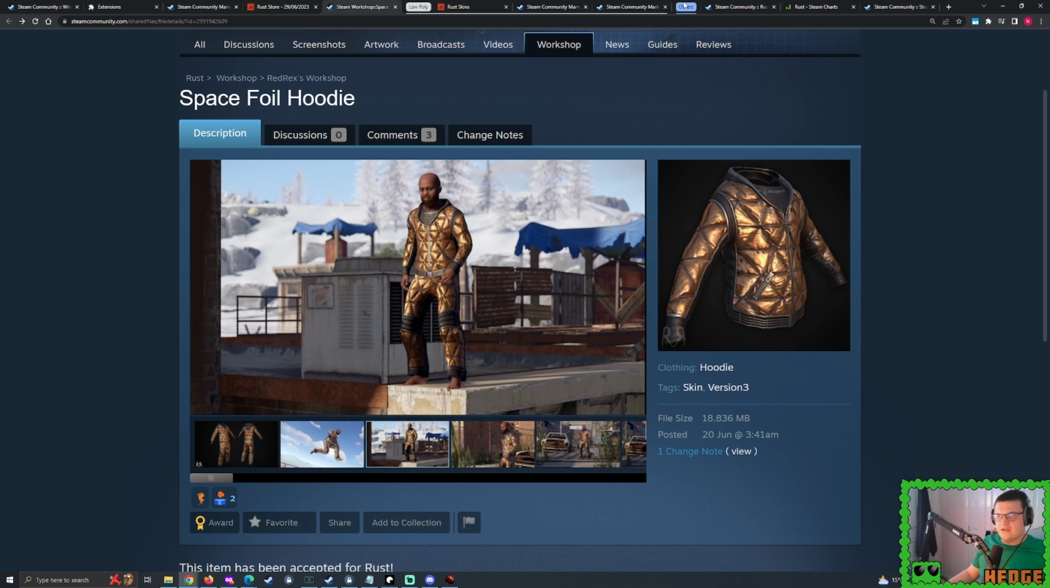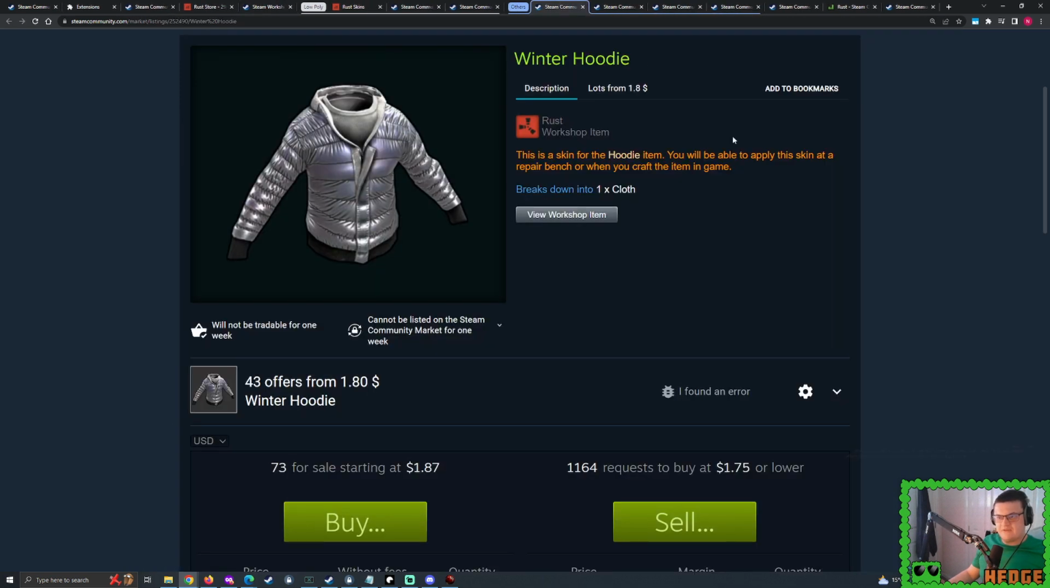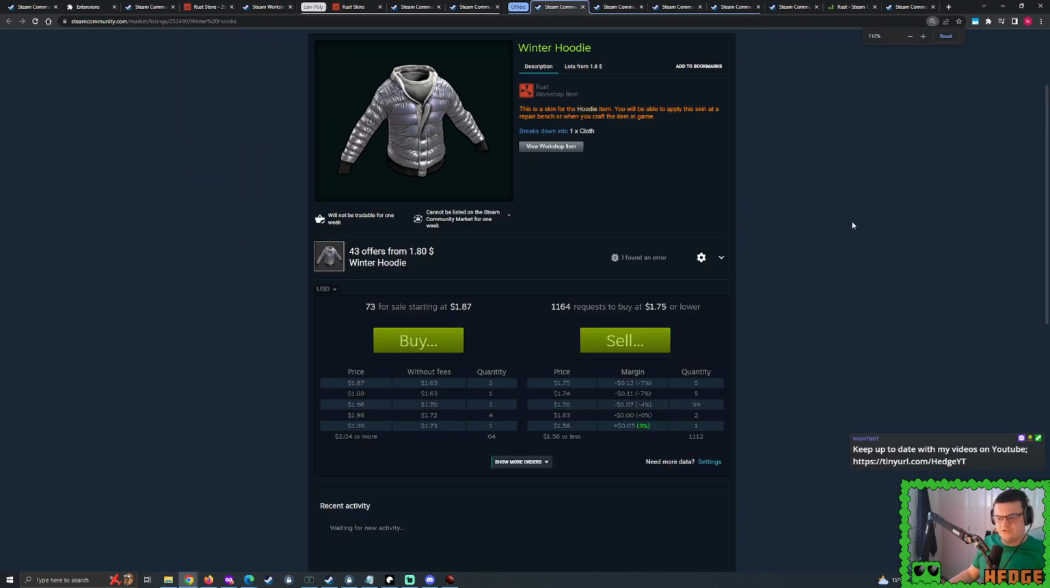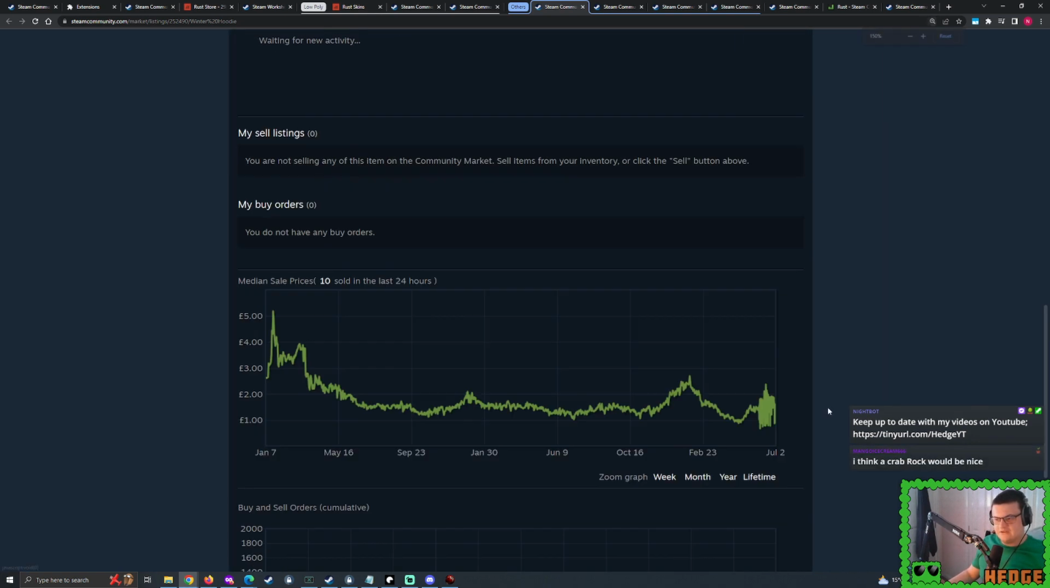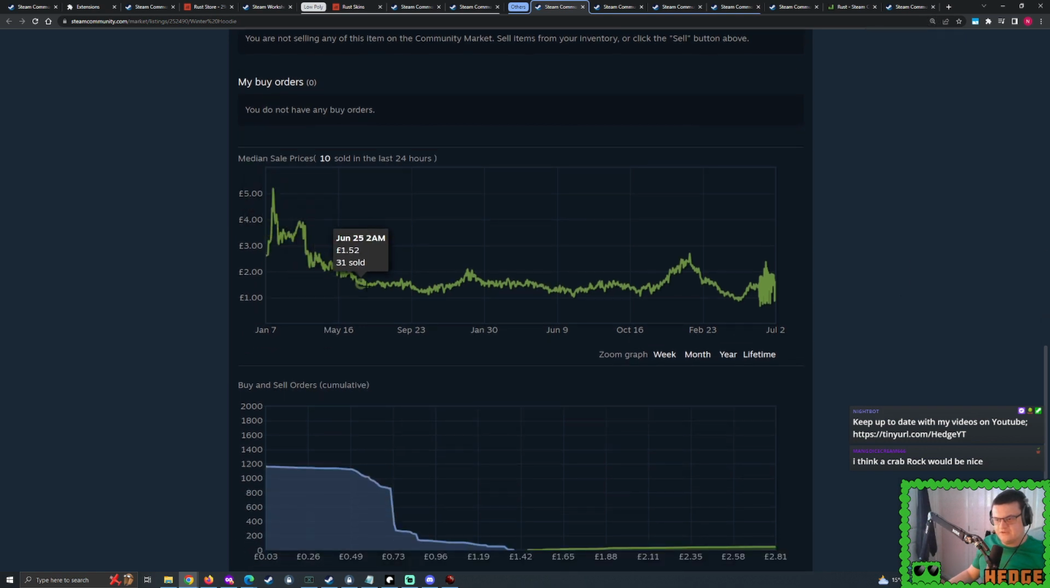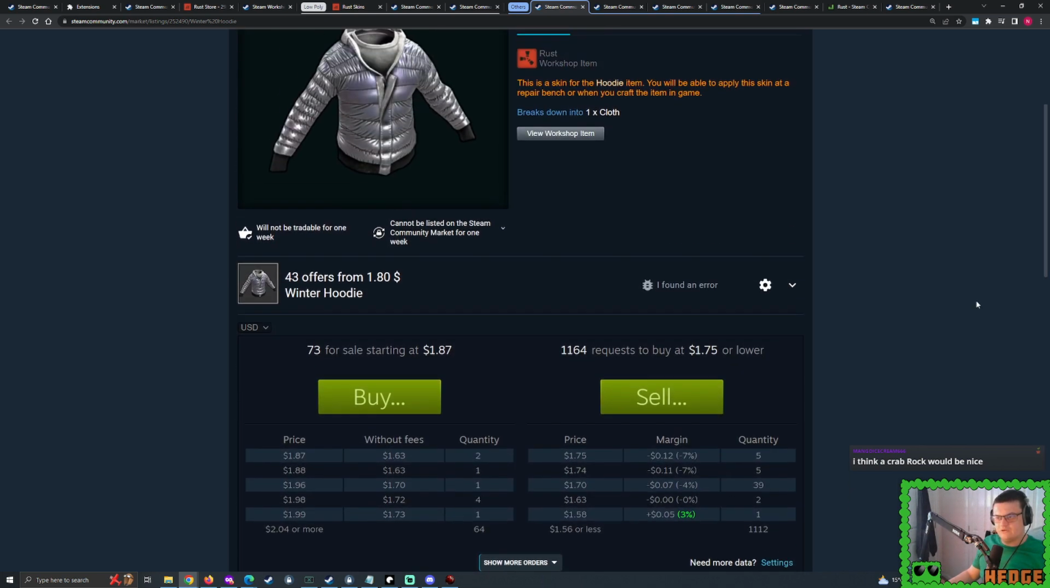But anyway, point is, we have had some other shiny sets before, like the winter hoodie and pants. This sold in the Rust store for like $2.49. Here is its history. And $2.49, and then it went down, up a little bit, down, up a little bit, down, up a little bit. It's never really gone above that $2.49 price.